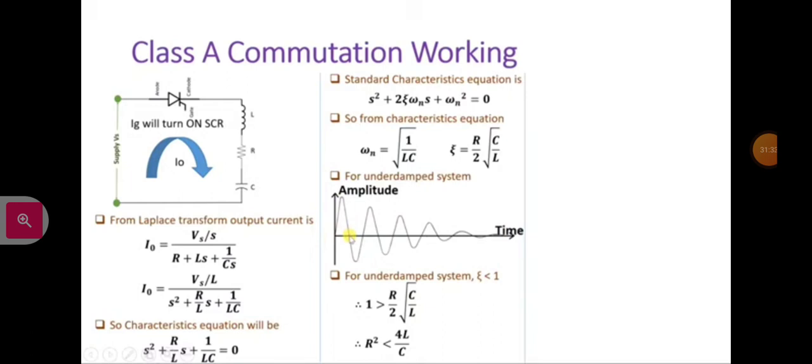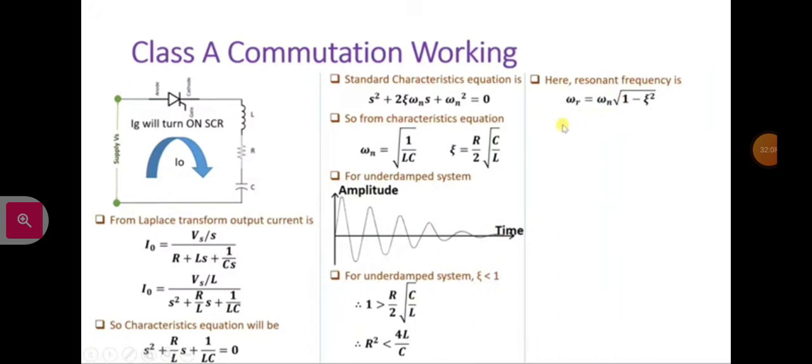But once it reaches over here at pi angle, SCR will come in reverse bias, and as SCR comes in reverse bias, automatically it will get turned off, and that turning off operation happens because of this LC oscillation. So let us try to understand how all those things are happening. Here the resonant frequency for this underdamped system will be omega r, and omega r will be omega n into square root of 1 minus zeta square.